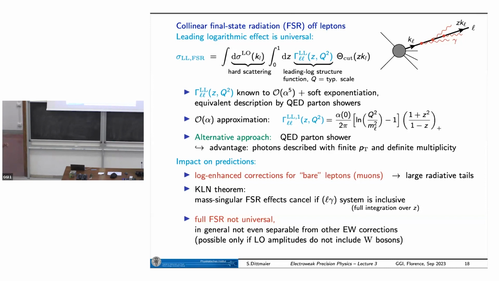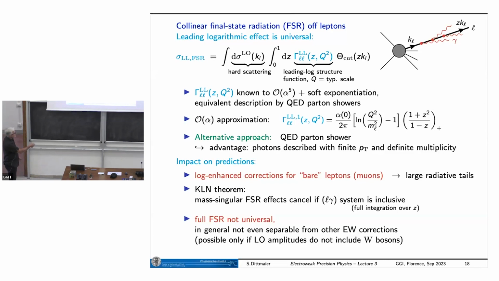And the KLN theorem is telling you that all kind of singularities in any kind of observable will drop out if the observable is defined in a, let's call it, sufficiently inclusive way. And inclusive means in terms of energy flow. This means if you, for example, in this collinear situation where the singularity wants to build up, if you include all energy degenerate configurations, the singularity has to go away. That means if you integrate over the full range of this energy sharing variable, it has to integrate away.